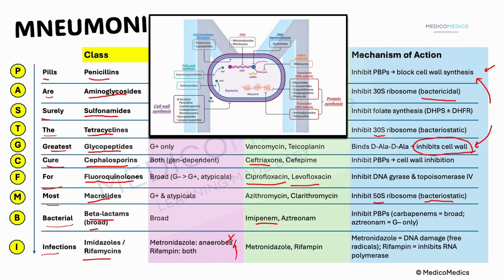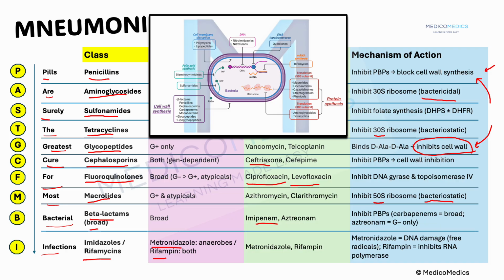And finally, we have our imidazoles and rifamycins. So drugs like metronidazole and rifampin, they take out the genetic core. So metronidazole enters anaerobes, becomes activated, and generates DNA-damaging radicals. A very precision strike in oxygen-poor settings, like in abscesses, for example.